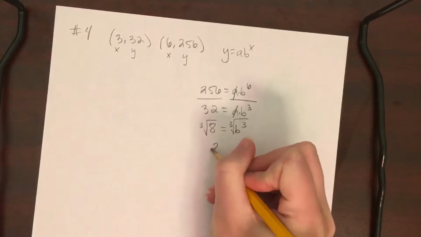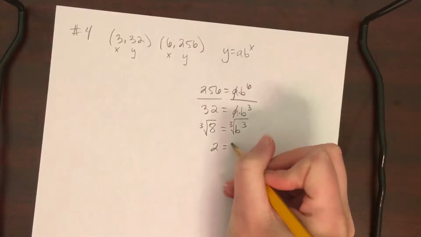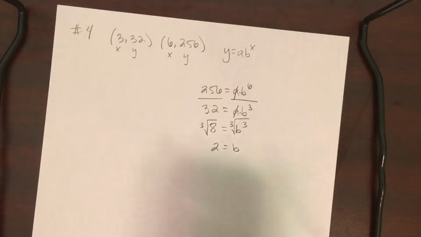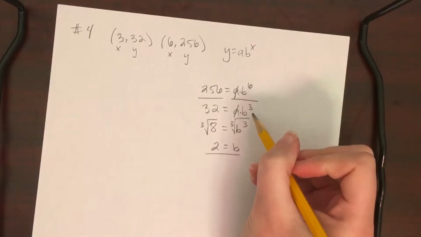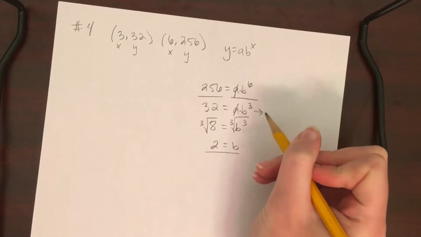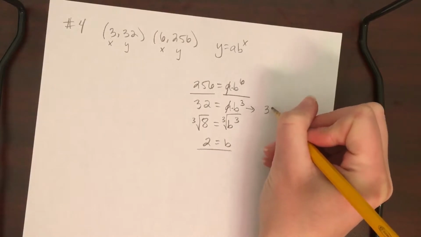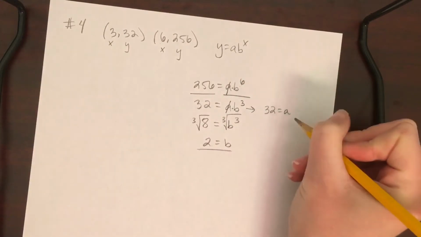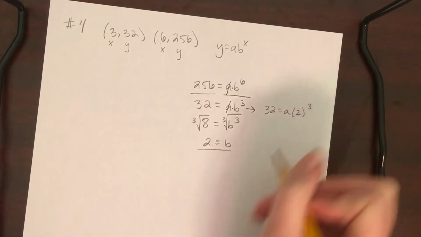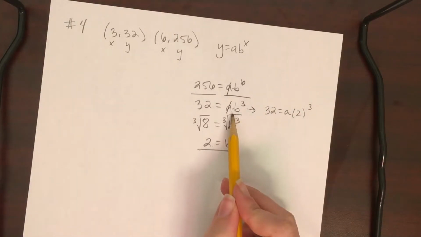The cube root of 8 is 2. That means 2 times itself 3 times would get us to 8. So there's our multiplier. Now we're going to plug that back into either one of these two original equations. I'm going to plug it into this one just because the numbers are smaller. So 32 equals a, we still don't know that, but our b is worth 2, so 2 cubed. I just plugged that in the b spot right here.